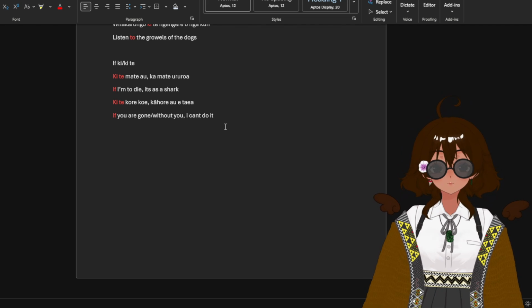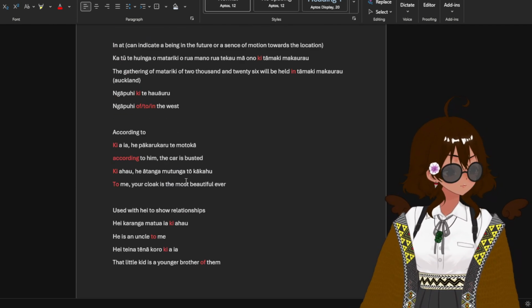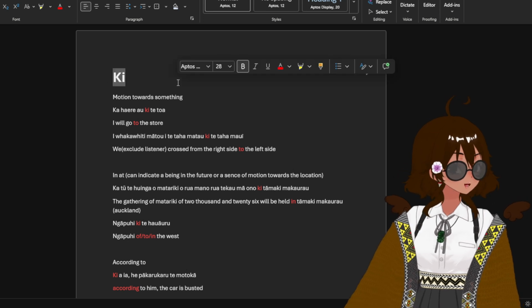But anyways, yeah. So that would be about all our usages of ki as a particle.